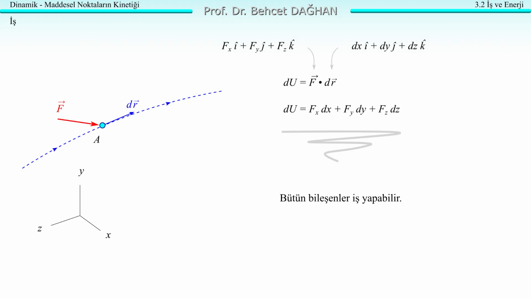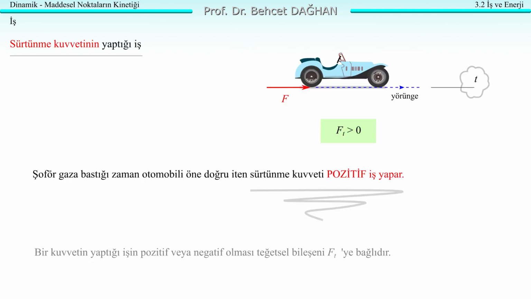Now let's talk about the work done by the friction force. First, let's remember this. When deciding whether the work done by a force is positive or negative, what do we look at? We look at the tangential component. We look at whether the tangential component is positive or negative. Let's first look at the case where the tangential component is positive. Let's consider a car. The driver presses the gas pedal. Therefore, it moves forward. The tangential axis is also forward. Whichever direction the displacement is, whichever direction the movement is, the tangential axis is positive in that direction.